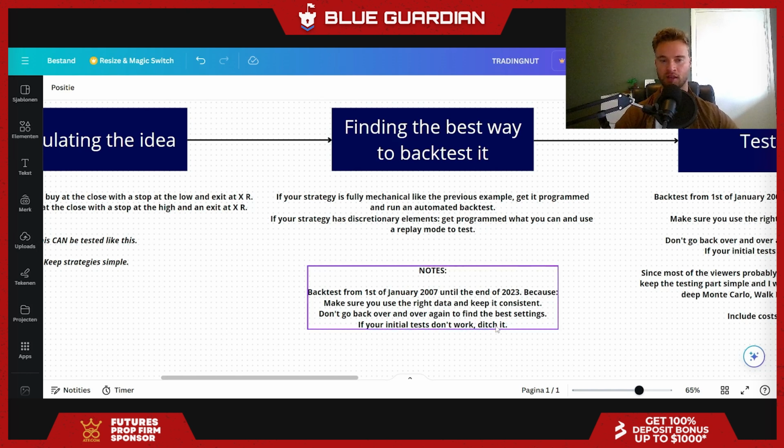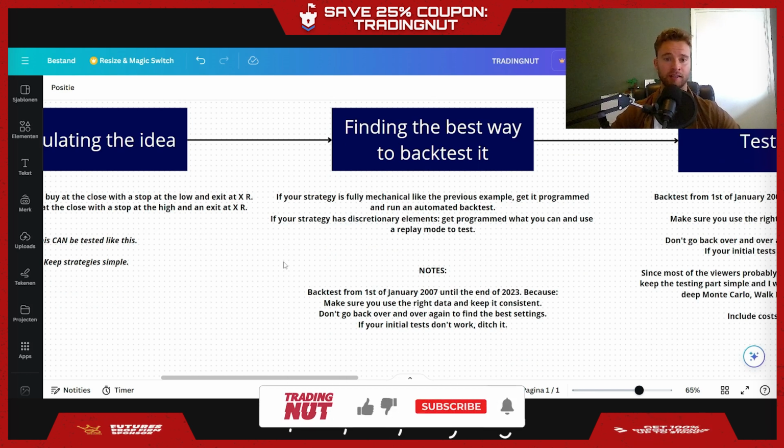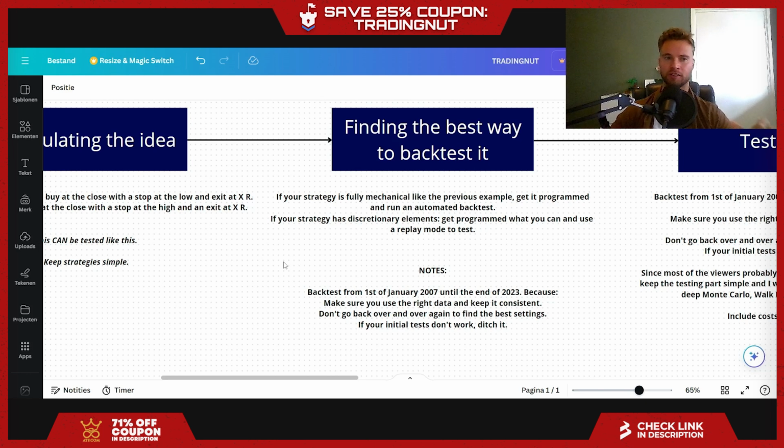Then don't go back over and over again to find the best settings. If your initial test doesn't work, just ditch it. The issue most people have is when they test something and they see, hey, there's a drawdown inside the backtest. Let's see if I can get the drawdown out of the backtest. So they go back, tweak something, test again. It's decent, the drawdown is halfway gone, let's test again. And what you're doing is you're building a better backtest. And by doing this, you're overfitting your strategy on past data.